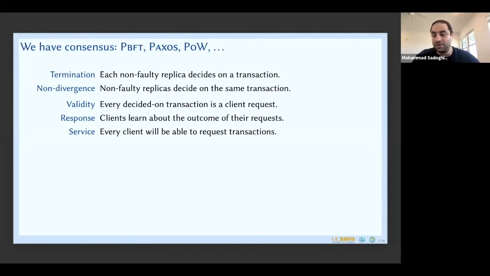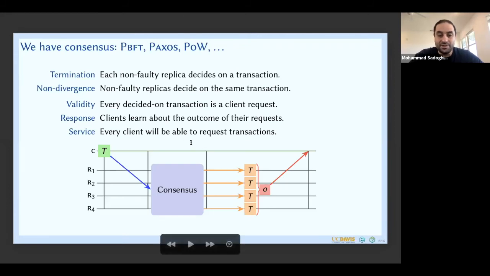But termination and non-divergence are the number one aspects of the correctness criteria of any consensus: termination, liveness, non-divergence, safety. So pictorially, clients have a transaction T, send it to these replicas, a consensus happens, the transaction gets executed, and the outcome of it gets informed to the client.